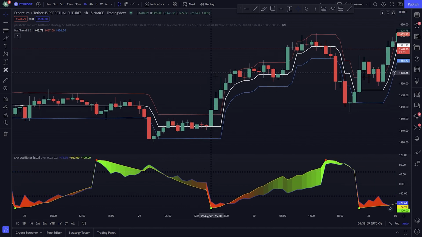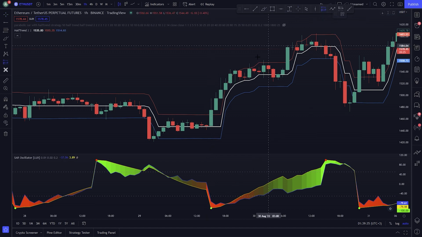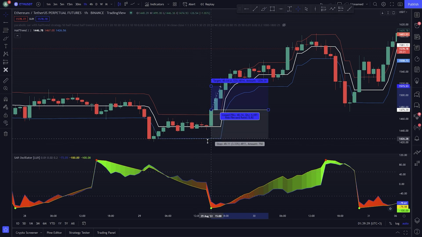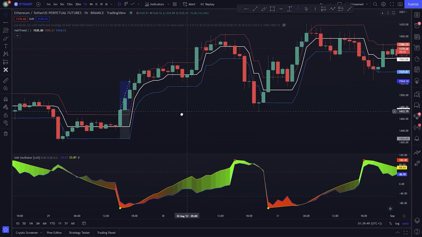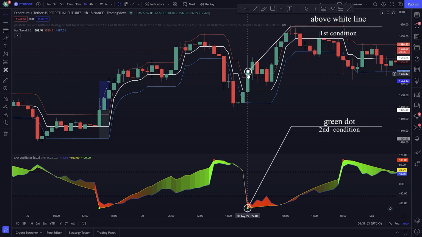For a long signal to be valid, the price must be above the white line and green dot from the Parabolic oscillator indicator. Now we can take a long position. Our stop loss must be on the blue line, and the risk to reward ratio will be 1:1. Here all conditions are fulfilled.